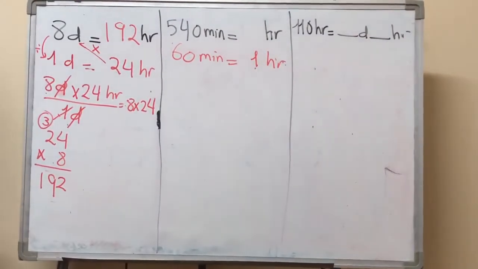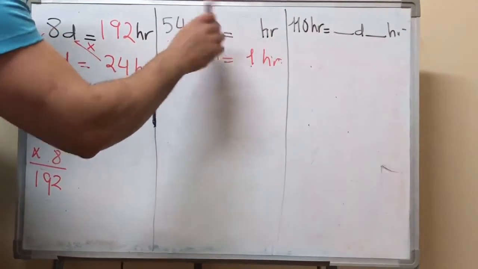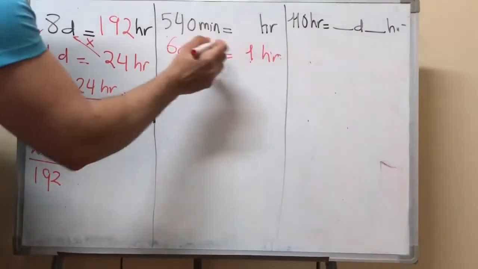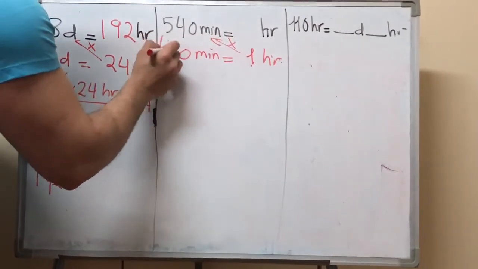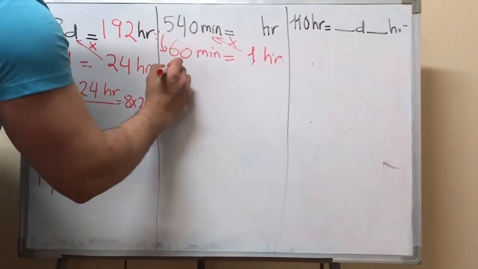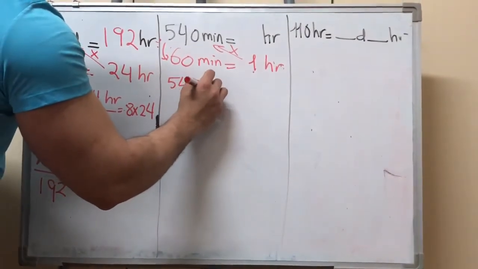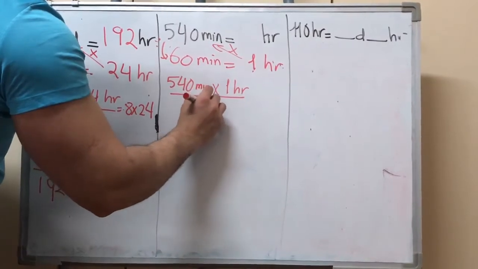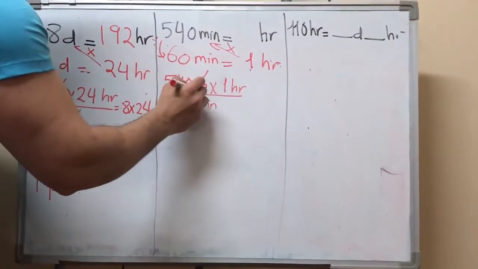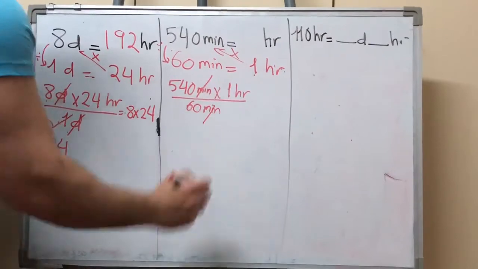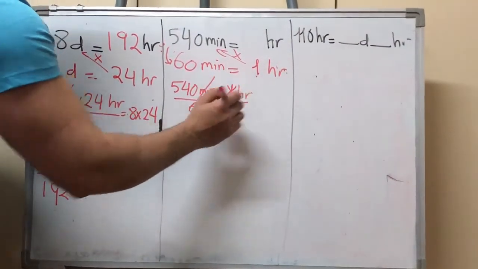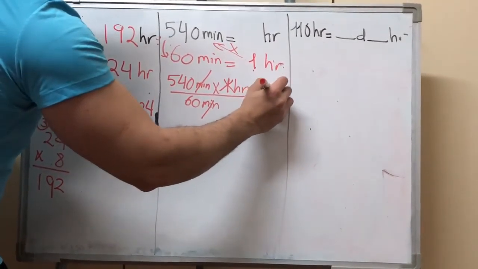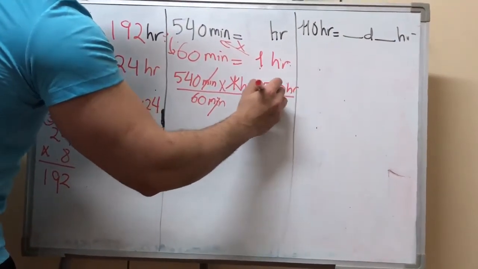Now, which side has both numbers? This one. So we're going to multiply these 2 numbers and divide by this one. So it's 540 minutes multiplied by 1 hour over 60 minutes. Minutes is going to go away with minutes. Any number multiplied by 1 is itself, so this one is insignificant. So I am left with 540 hours over 60.